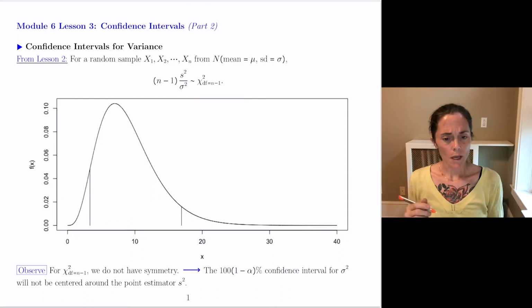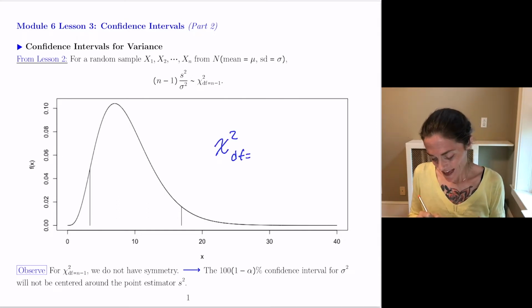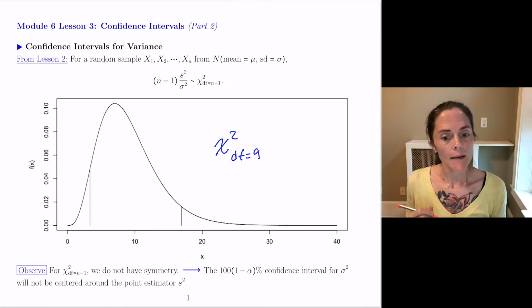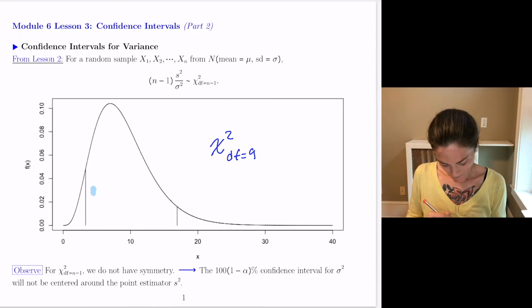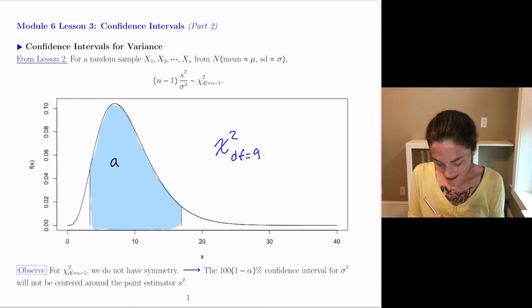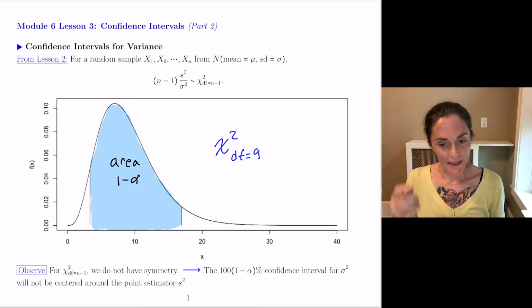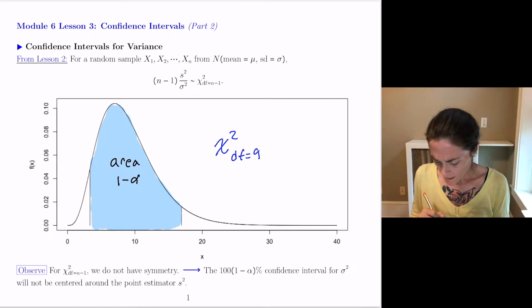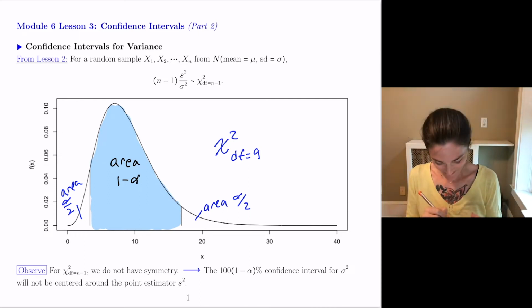Now, what I have graphed here is the probability density function for chi-square with 9 degrees of freedom. The way I have it, this blue we can think of as having area 1 minus alpha. My alpha in this picture is 0.1, and then these are area alpha over 2. I will shade these in green.